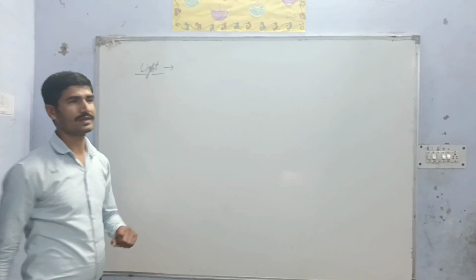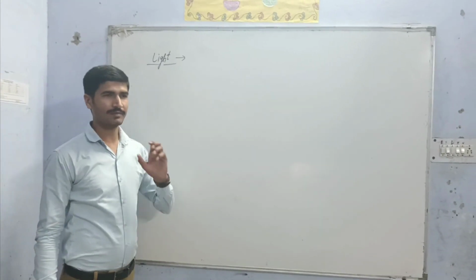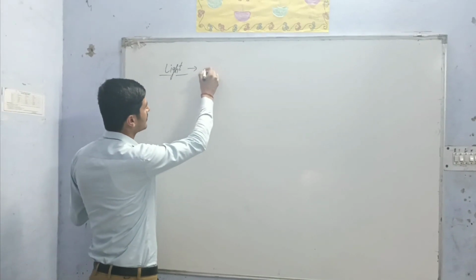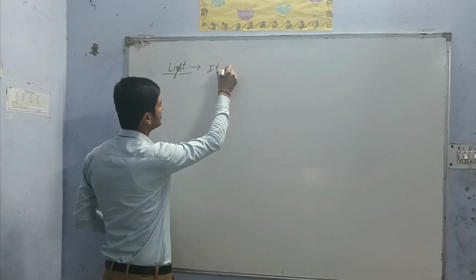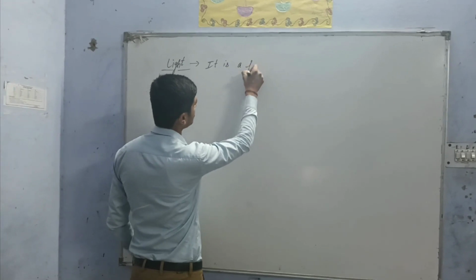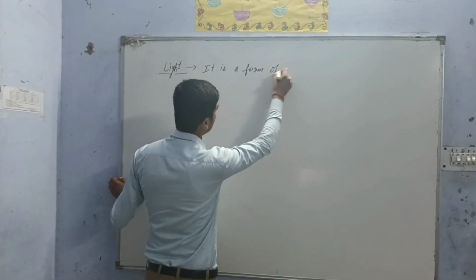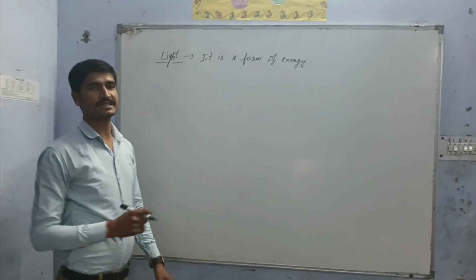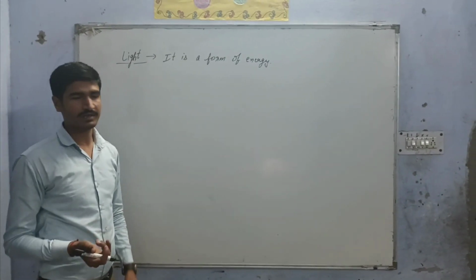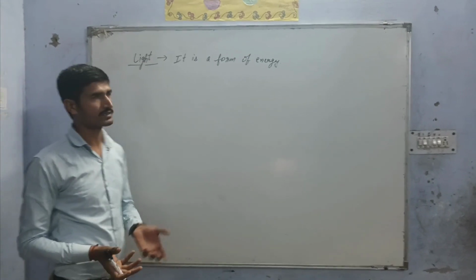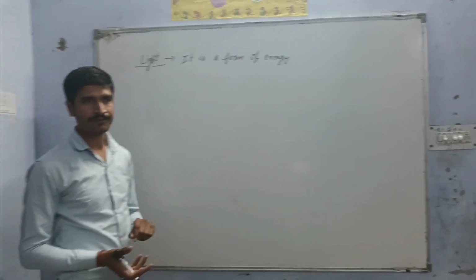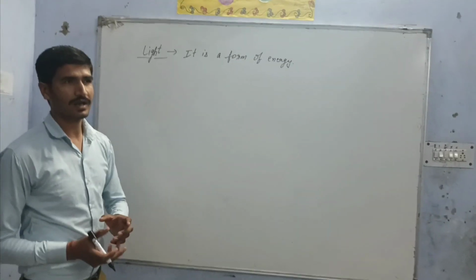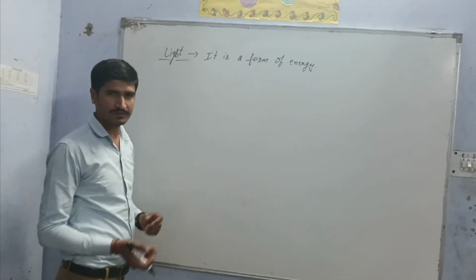So, first of all, when we hear about light, the first question that arises in our mind is: what is light? Light is basically a form of energy, and it gives us the sensation of sight, or you can say the sensation of vision. That means we are able to see things. Why? Because of light. If there is no light, there will be darkness. That means we are not able to see the world, we are not able to see things.